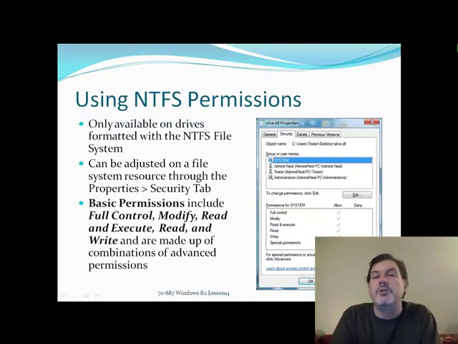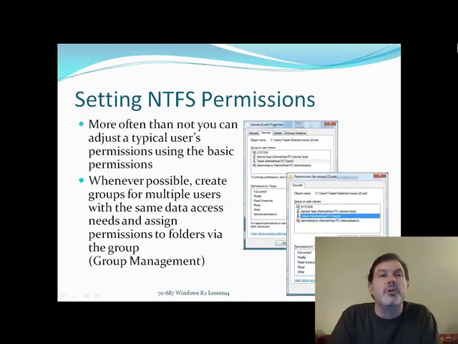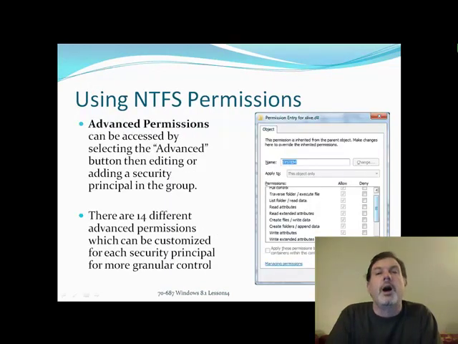And if you go into the Advanced Permissions tab, you will notice that all 14 of those permissions are listed, and if you look at a particular security principal with basic permissions, you'll see that certain types of those 14 permissions are checked while others are not.